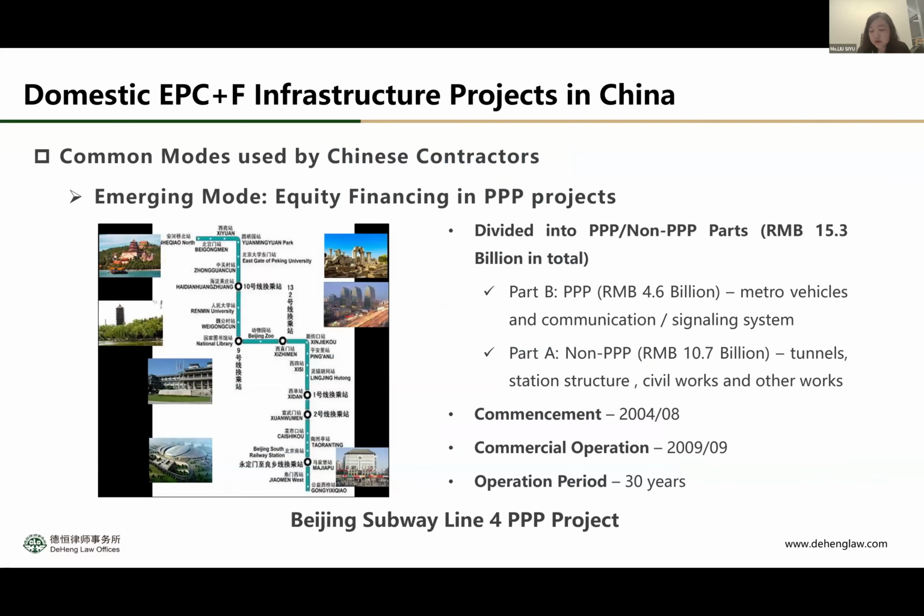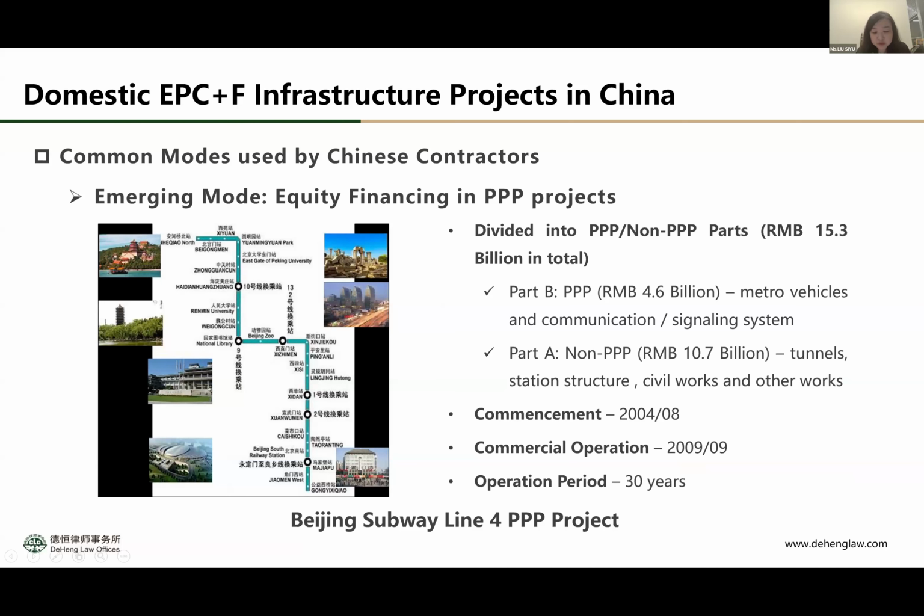But later, I think especially BT and deferred payment projects are not that popular or even kind of prohibited. I will explain later about the regulation part. So a new mode emerged, which is the PPP mode.